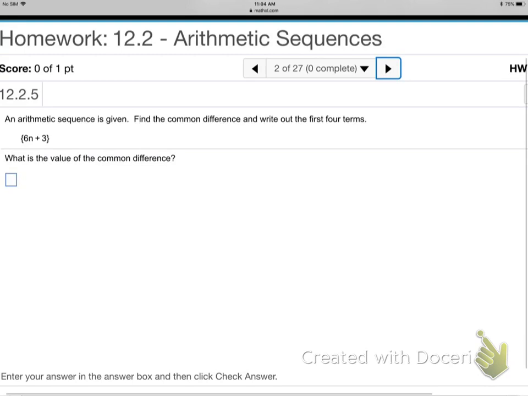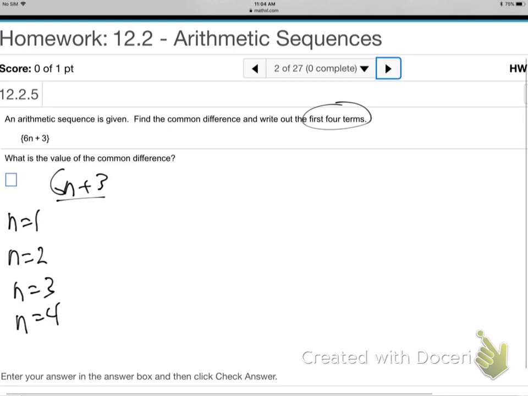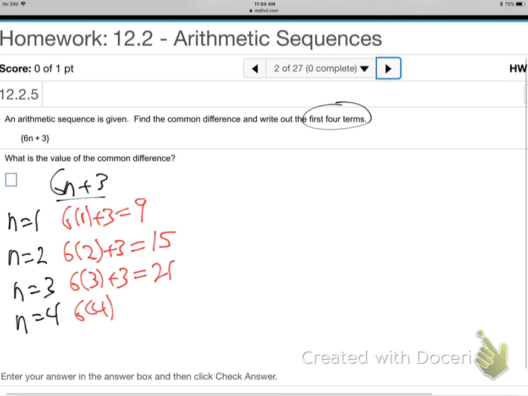So here they have 6n plus 3. So they're giving me the formula 6n plus 3. And you know the deal. For sequences, we only plug in whole numbers starting with 1. So 1, 2, 3, 4. And they want me to crank out the first 4 terms. And let's see, we plug in 1. You get 6 times 1 plus 3, 9. Plug in 2, 12 plus 3, 15. Plug in 3, 18 plus 3, 21. Plug in 4. 6 times 4 is 24, plus 3 is 27. So there's the first 4 terms in the sequence.